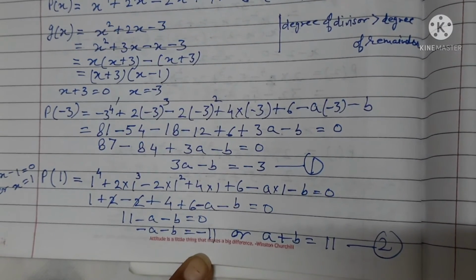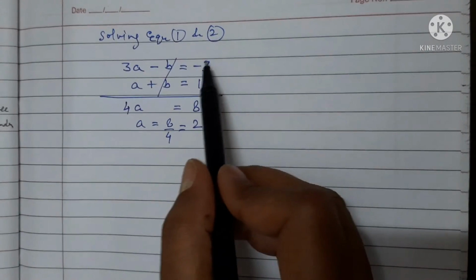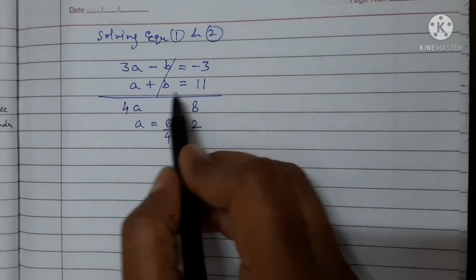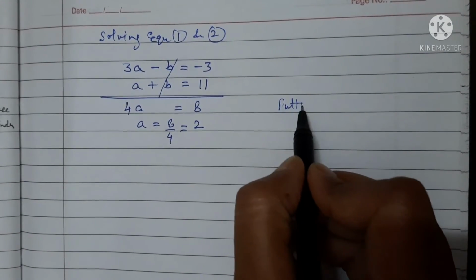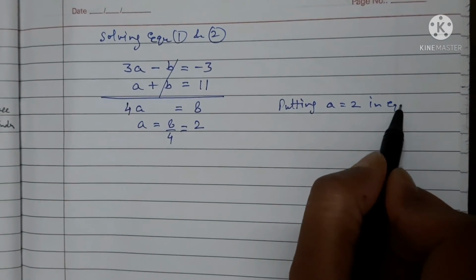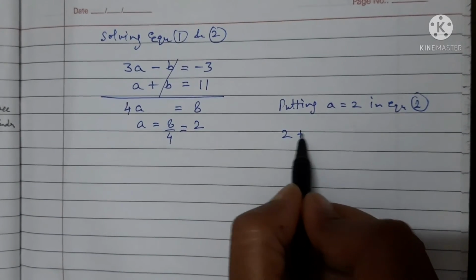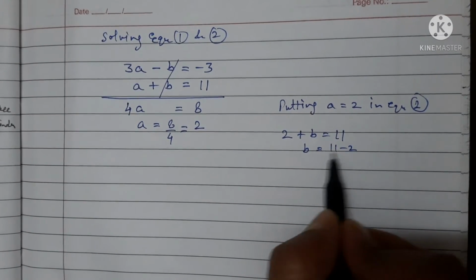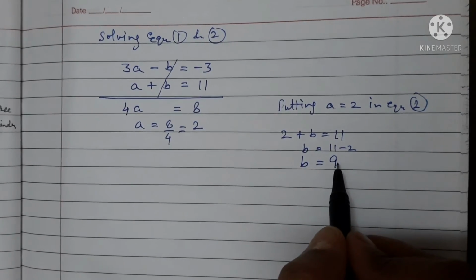Solve these two equations, so you will get the value of a and b. I am solving here, till then you can solve. Now solving equation first and second, you will get a is equal to 2, and put this value in this equation, so you will get the value of b. Putting a is equal to 2 in equation second, so you will get 2 plus b is equal to 11, or b is equal to 11 minus 2, b is equal to 9. But it is not the answer.